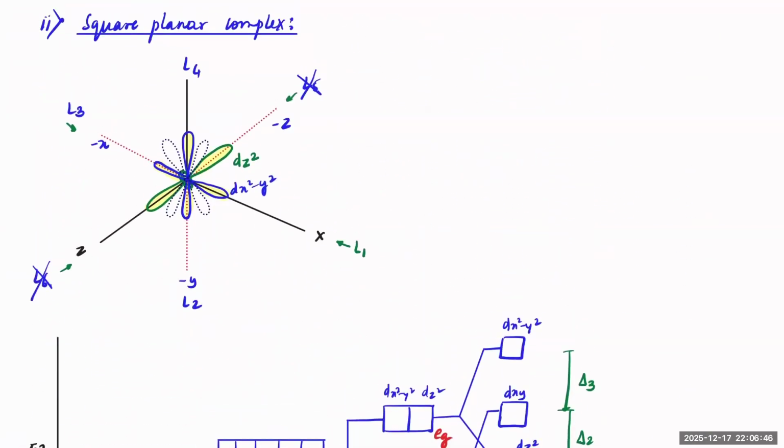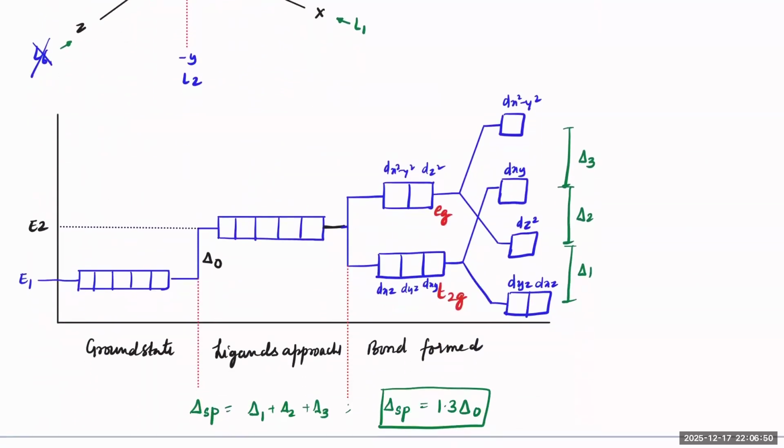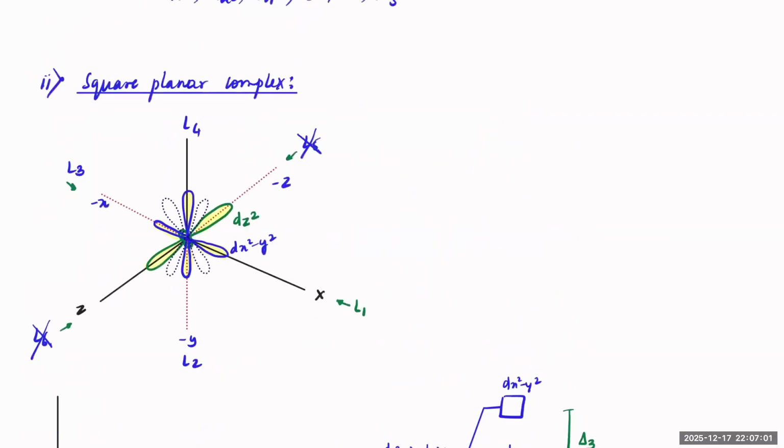Now check out square planar complexes. When it comes to square planar complex, you started off with the ground state. Now you have raised the energy to delta naught. That means you are assuming in the background that six ligands will approach, all coming from the axes, correct? Now suddenly imagine two ligands stop coming from the z axis.